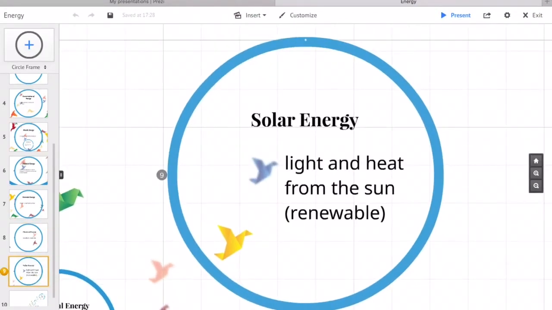And then finally, we have solar energy. Solar energy is radiant light and heat from the sun harnessed using technology. It's a significant form of renewable energy.